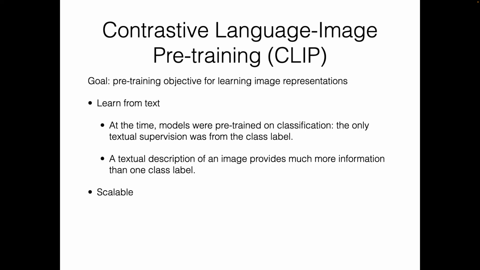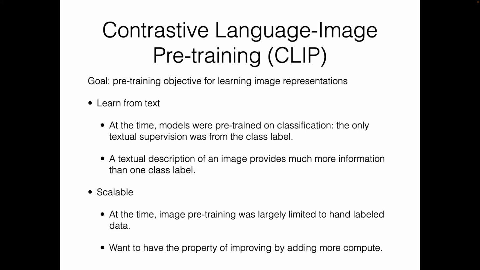And then second, this was OpenAI, but aside from OpenAI, having something that you could just apply to more and more amounts of data and have it get better seems like a good thing. With these classification data sets, they were roughly speaking limited to this hand-labeled data. So they wanted to come up with something that they could apply to a larger amount of data and show that it gets better as you add more compute.